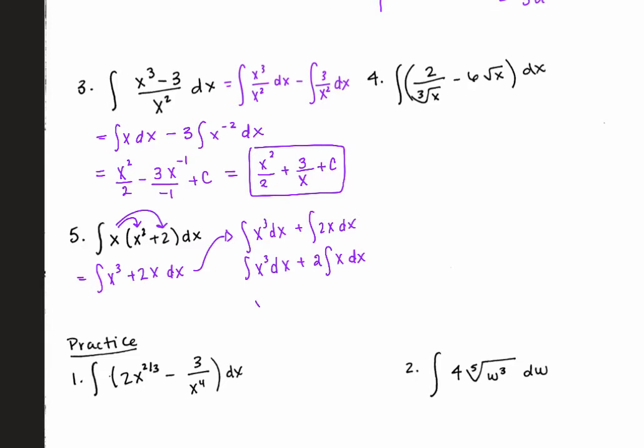So I'm going to add 1 to the exponent and divide by my new exponent, plus add 1 to the exponent, divide by my new exponent, plus c. And then that simplifies a little bit. We've got x to the 4th over 4 plus x squared plus c.